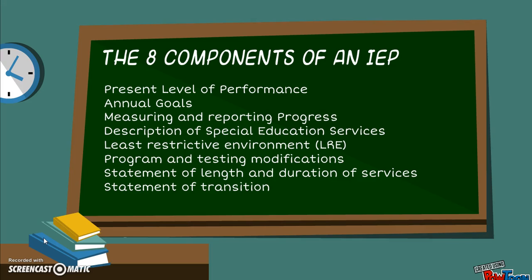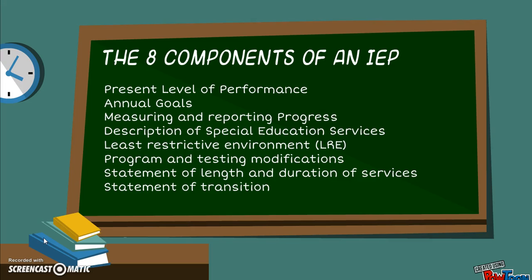The seventh part of an IEP is a statement of length and duration of services. This is pretty self-explanatory. The IEP must include a projected beginning and ending date of services, the frequency that those services are going to occur, where they will be delivered, and how long they will be provided. For example, David will see a social worker for 30 minutes on a weekly basis. Or David will have physical therapy twice a month for 40 minutes.